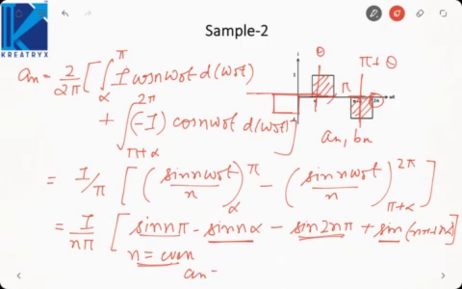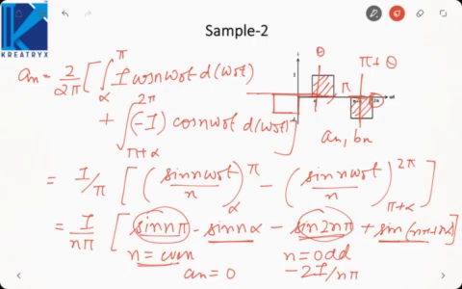So an is 0. What if n is equal to odd? Then this term is always 0. But these two terms will become identical. So it will be minus 2I by n pi sine n alpha. Okay, because these terms will get added.